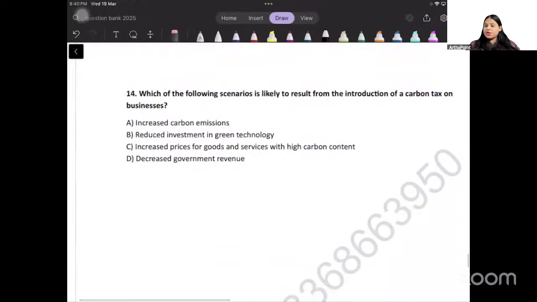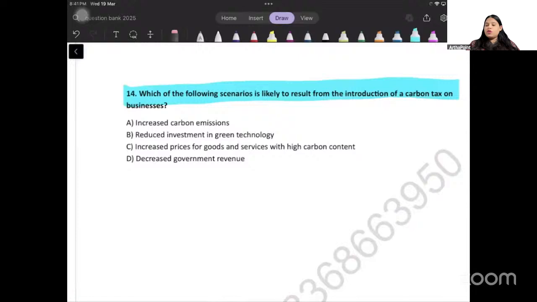Okay, next question. Which of the following scenarios is likely to result from introduction of carbon tax on business? Increased carbon emission, reduced investment in green technology, increased price for goods and service with carbon content, decreased government revenue.